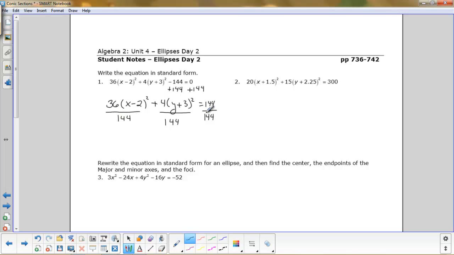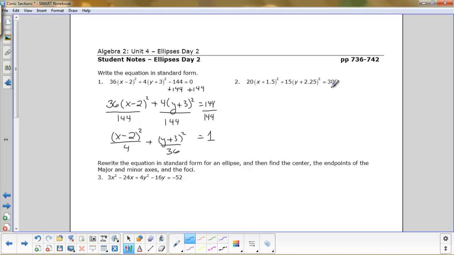Once I've done that, now I have my value of 1 over here, which is how it is written in standard form, and then these two values cancel out to give me my a value and my b value underneath both the x and the y's. So it's x minus 2 squared over 4 plus y plus 3 squared over 36.